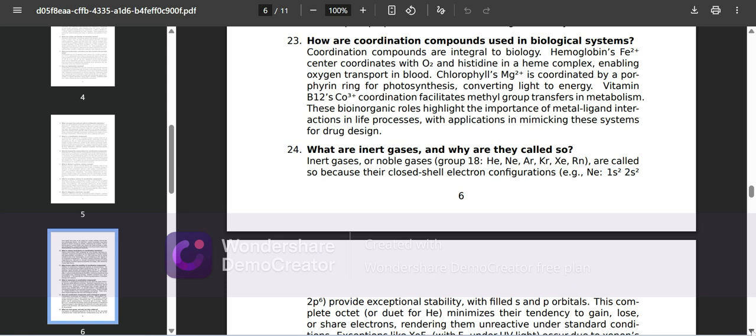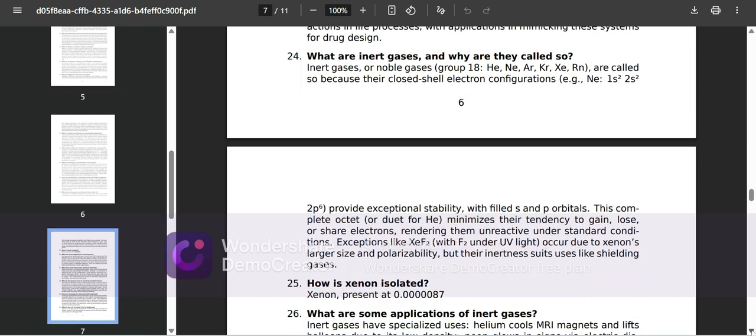Chlorophyll: Mg2+ is coordinated by a porphyrin ring for photosynthesis, converting light to energy. Vitamin B12: Co3+ coordination facilitates methyl group transfers in metabolism. These examples highlight the importance of metal-ligand interactions in life processes, with applications in mimicking these systems for drug design.